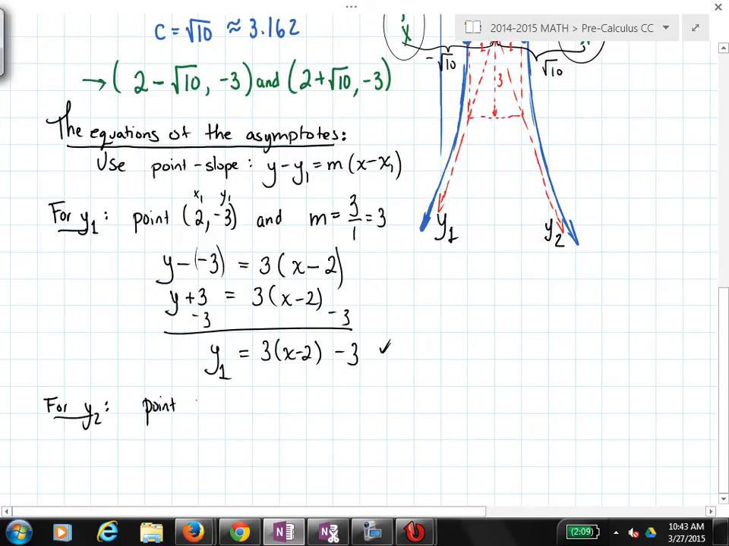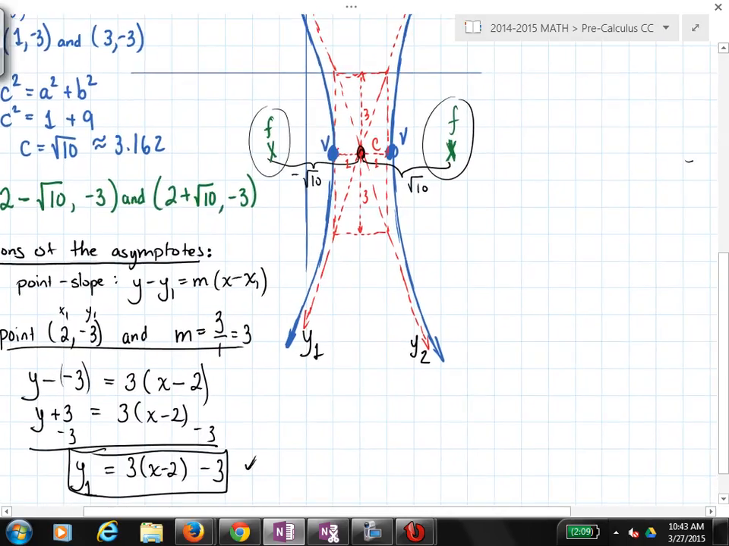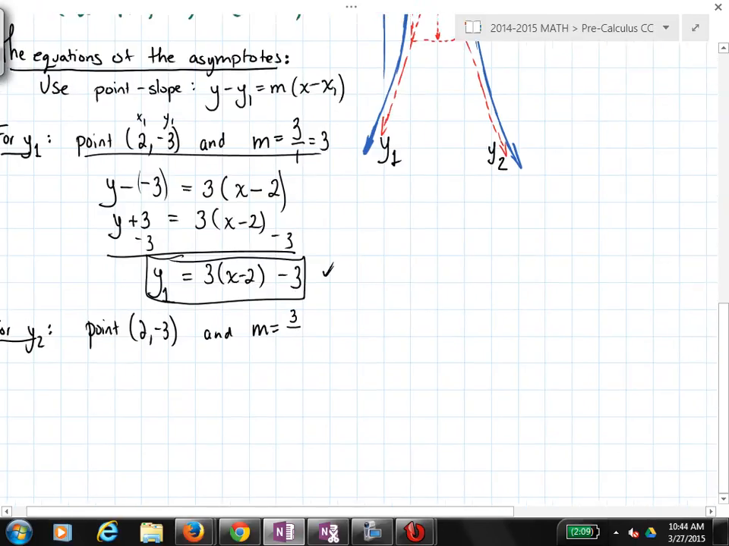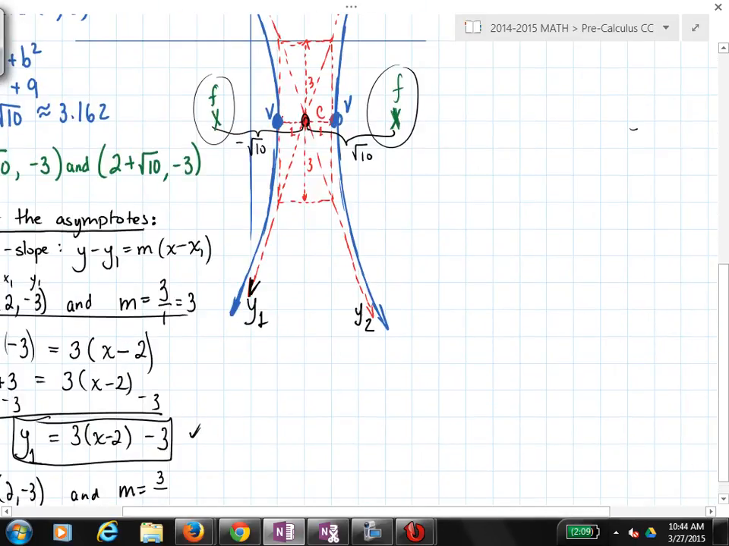And I'm going to use the same point, but this time, what's the slope? So let's look at my graph. If I look at my graph, y2 is going this way, so you can choose any vertex. Like you can go from this point, I go up 3, but 1 in the negative direction. So the slope is, well, I'm pointing to this one. Like y1 is this line.